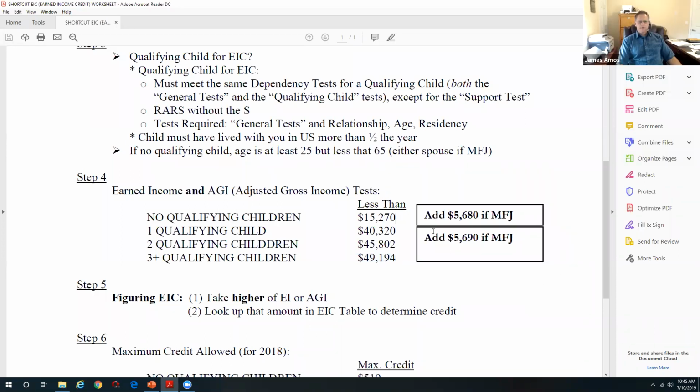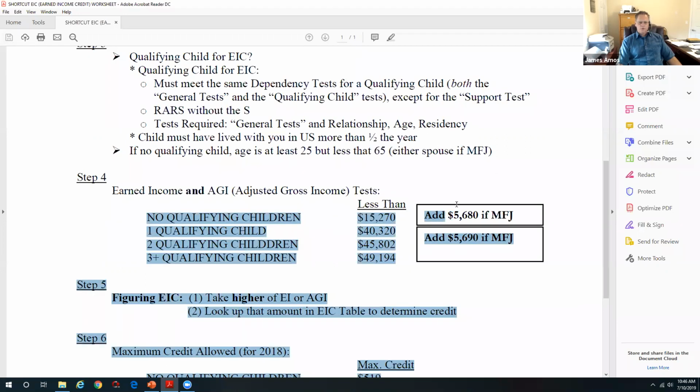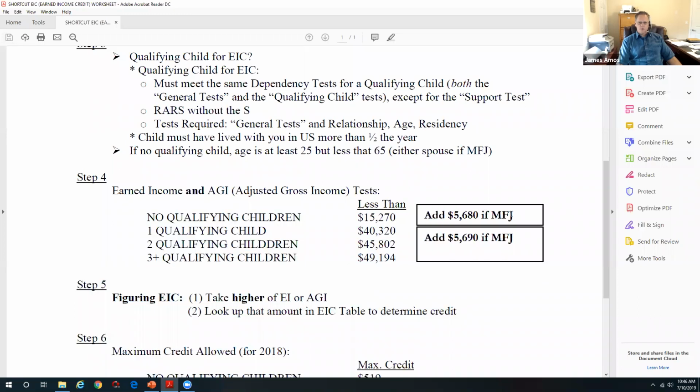Right. Okay, sure. So up here on this first line, if you have no qualifying children, sorry, I'm not highlighting this well. If you have no qualifying children and you're filing MFJ, you get to add that additional amount to this amount over here. This is assuming single amounts. But if you have any qualifying children, you get to add this amount. So if you have no qualifying children, you get to add $5,680 if you're filing MFJ.